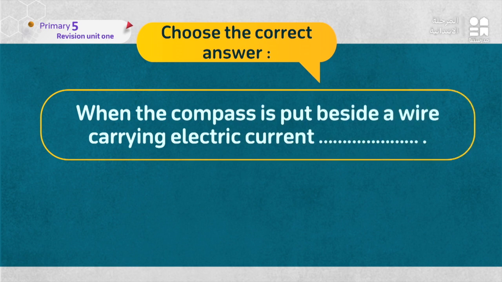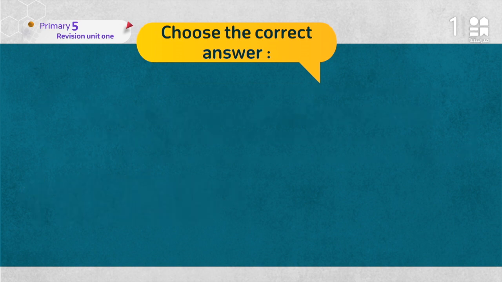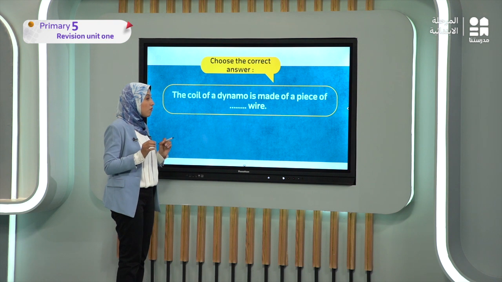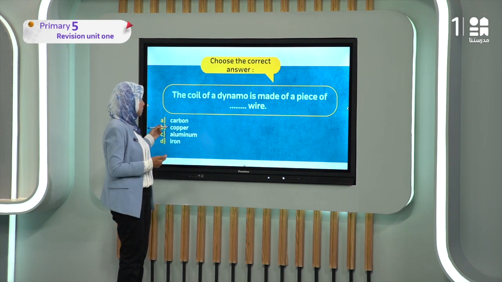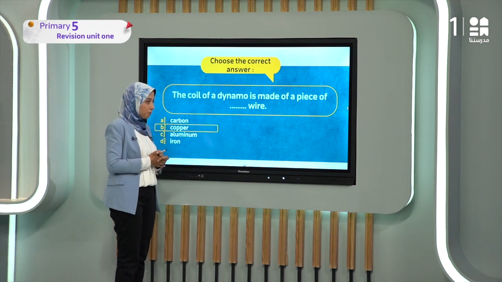Okay, now choose the correct answer. When the compass is put beside a wire carrying electric current, no deflection happens للcompass. The needle is deflected or the needle is destroyed. For sure هيحصل له ايه؟ هيتحرك يبقى deflected. Okay, طيب. Another question. The coil of a dynamo is made up of a piece of what? Wire. Which type of wire? Carbon, copper, aluminum or iron? For sure a copper wire.